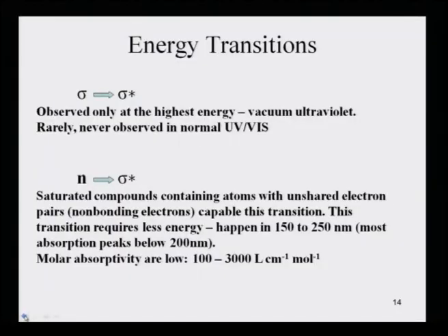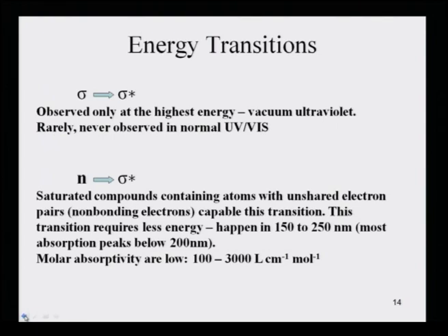However, n to sigma star or sigma to sigma star requires still higher energy. Now, the sigma to sigma star energy transition is observed only at the highest energy, that is the vacuum ultraviolet, and is rarely, if ever, observed in the normal UV and visible range, whereas n to sigma star occurs in saturated compounds containing atoms with unshared electron pairs, that is non-bonding electrons, capable of this transition.